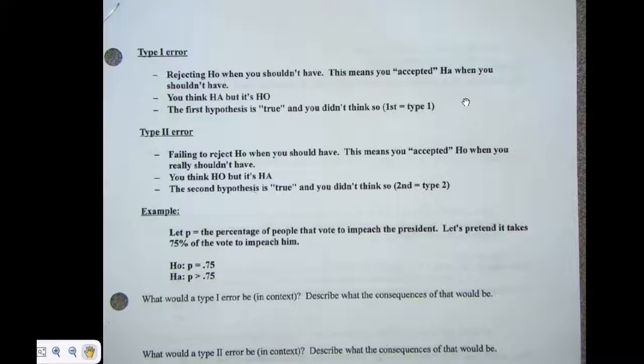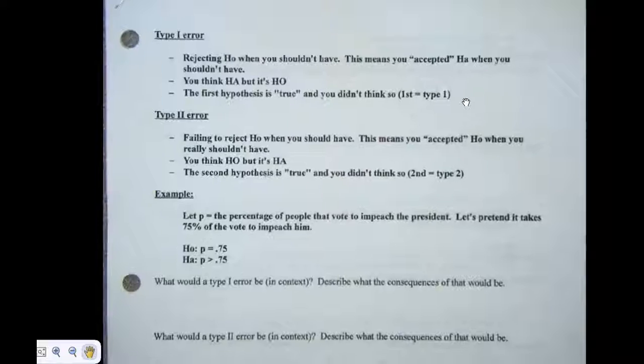That's called type 1 error. Or you could fail to reject H naught when you should have rejected it. They can go either way, so it's type 1 and type 2. I don't think either one of them by themselves is difficult. The hard part is keeping track of which is which.